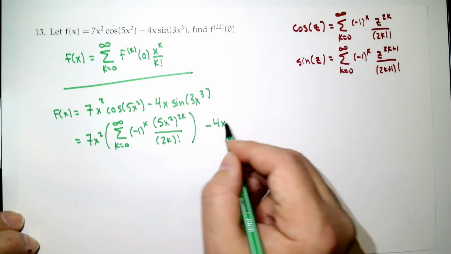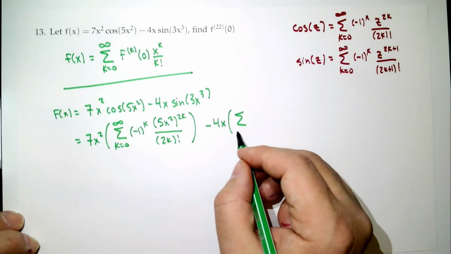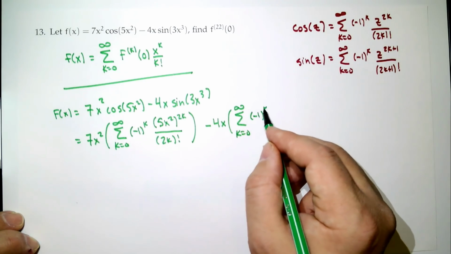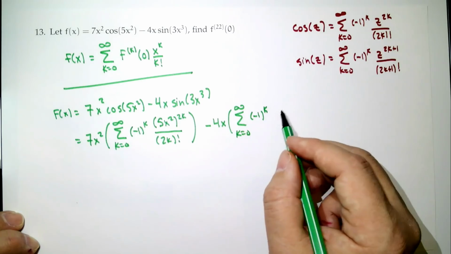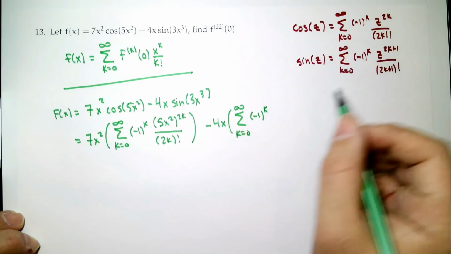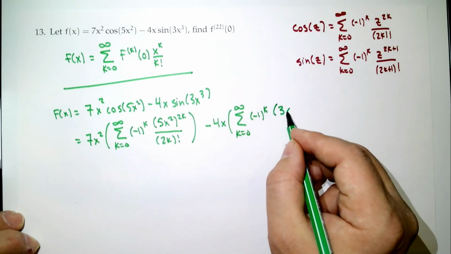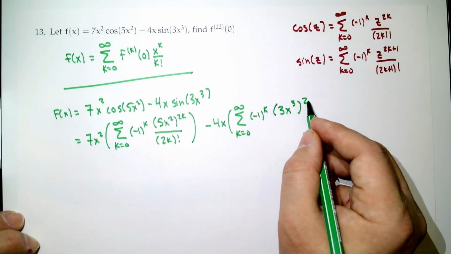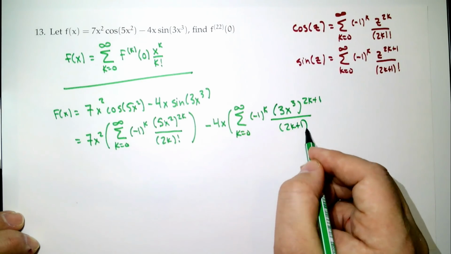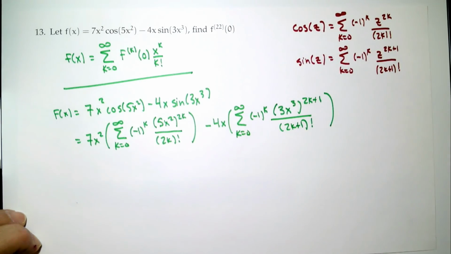Minus 4x summation k equals 0 to infinity minus 1 to the k, and then everywhere where I see z, I'm going to put the 3x cubed. So 3x cubed to the 2k plus 1 divided by 2k plus 1 factorial. And I'm going to go one step further.